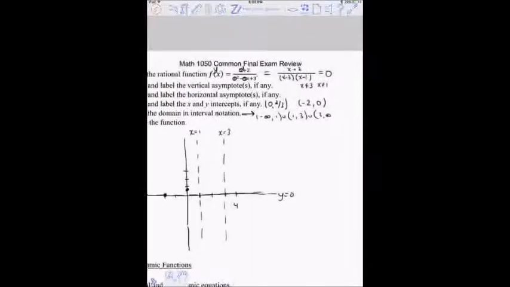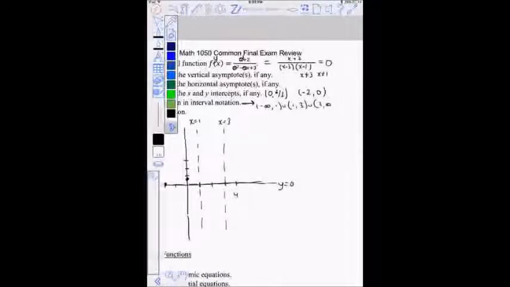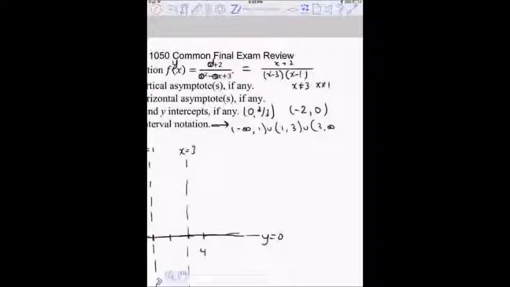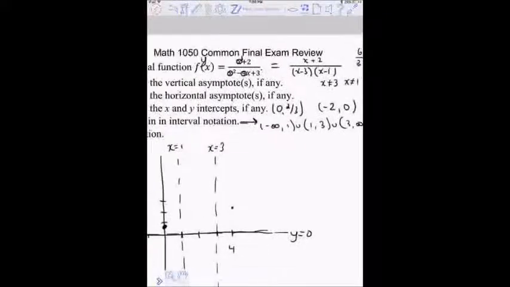If I plug in a 4 for all of the x's, 4 plus 2 in the numerator gives me a 6. And then 4 minus 3 is 1, 4 minus 1 is 3, and 1 times 3 is 3. 6 divided by 3 is 2. So the point 4 comma 2 is on the graph. That tells me that piece of the graph looks like that.